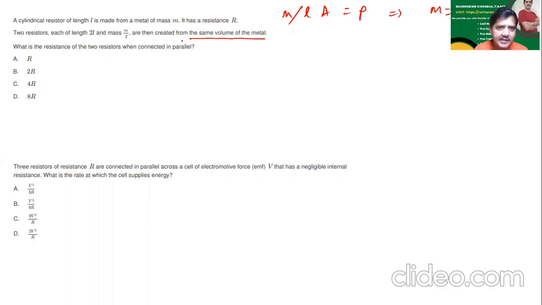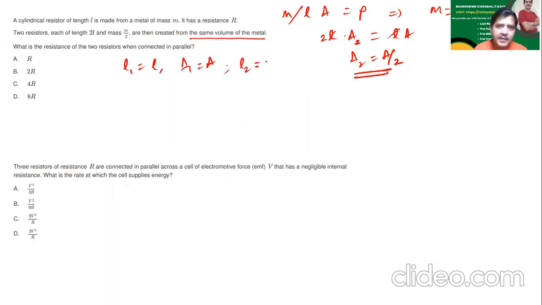Now, what does it say? Once again, it says created from the same volume of the metal, which means now the length is increased. And when the length is increased, the area should decrease. But we need to find what it is, such that the same volume has been used. 2L into A2 should be equal to L into A. So density remains a constant. So we remove this, and thus you get A2 is equal to A/2. That's what we get. Now, what all do we have? We have L1 is equal to L, A1 is equal to A. Similarly, L2 is equal to 2L, A2 equal to A/2.